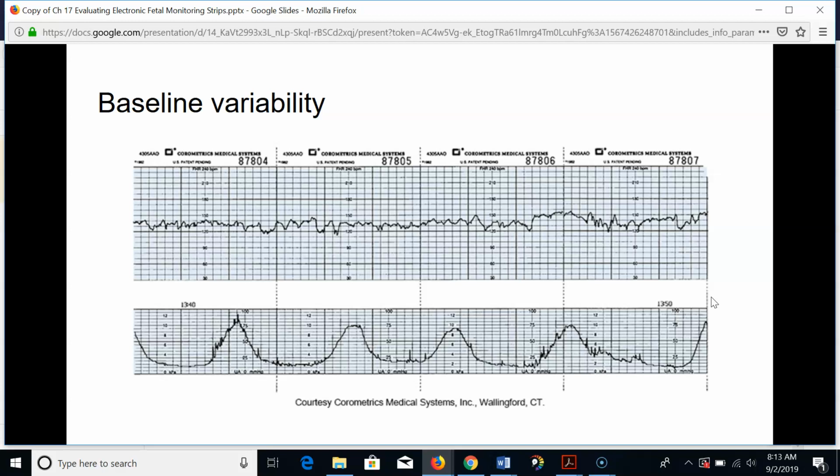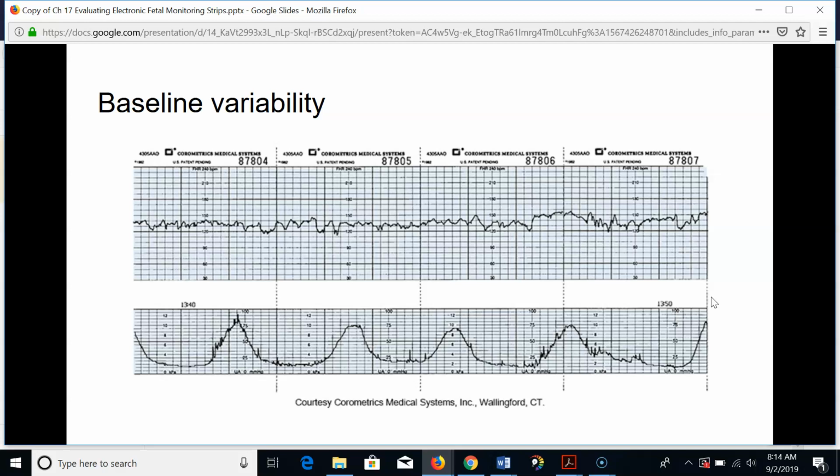These are terms for how much variability we are noticing. First is absent variability. This is where there's no fluctuation. The fetal heart rate is consistently 135 and never changes. That shows us a flat line. What do we know about the heart and a flat line? It's not good. The baby is compromised and not tolerating labor at all.